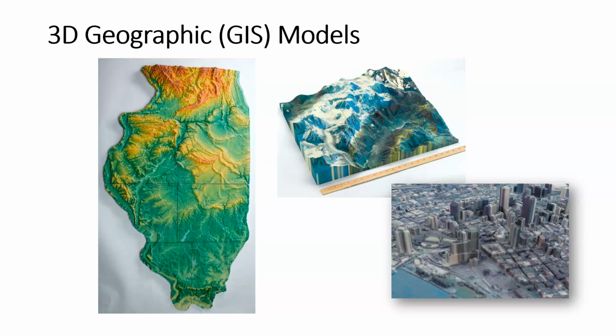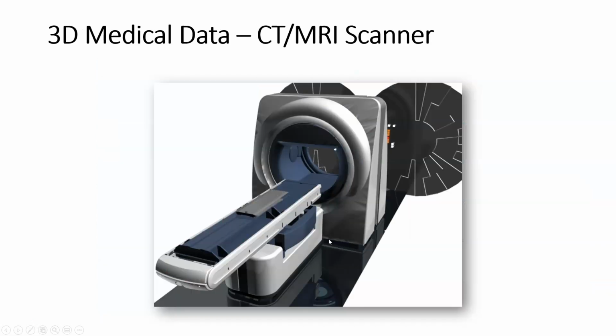GIS model data, GIS data, can be incorporated and printed in a 3D printer, which can create these really awesome looking, finely detailed and colorful topographic prints. Okay, so that's done.